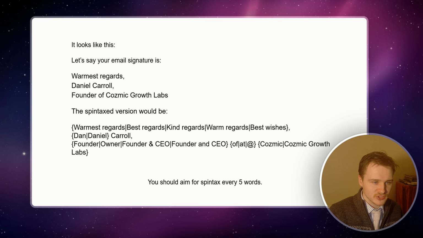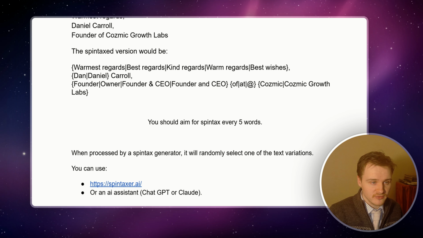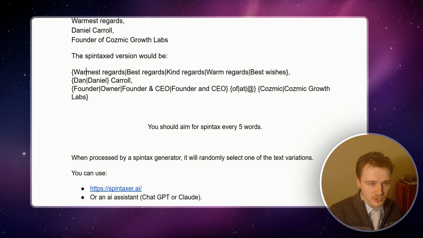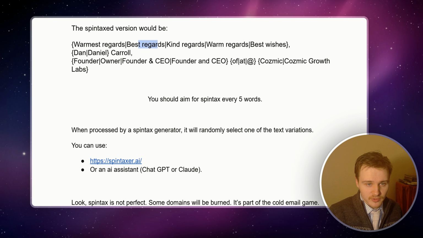Let's say that your email signature is warmest regards, Daniel Carroll, founder of Cosmic Growth Labs. How could we change it? Well, we could change it like this. The Spintax version would be warmest regards, best regards, kind regards, warm regards, best wishes, Dan or Daniel, Carroll, my last name. Then founder, this is for the title: founder, owner, founder and CEO with that symbol there, founder and CEO just written out, and then we have the of or at with the symbol, and then either Cosmic or Cosmic Growth Labs.